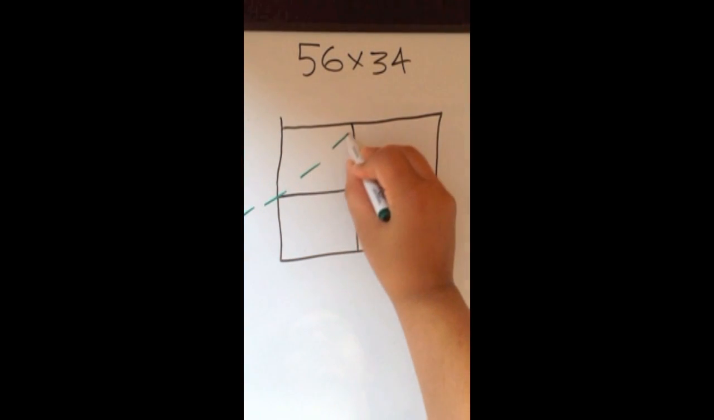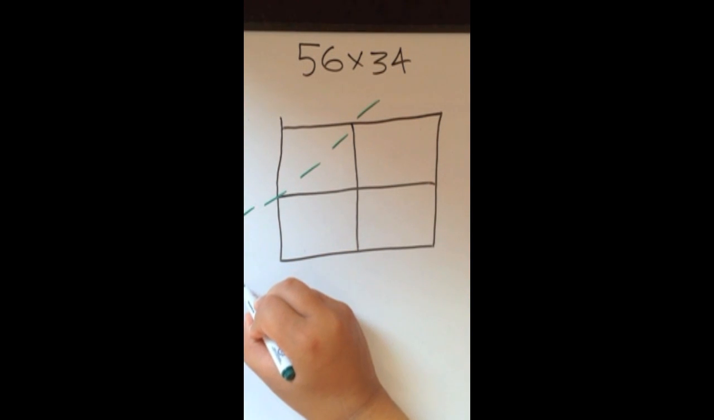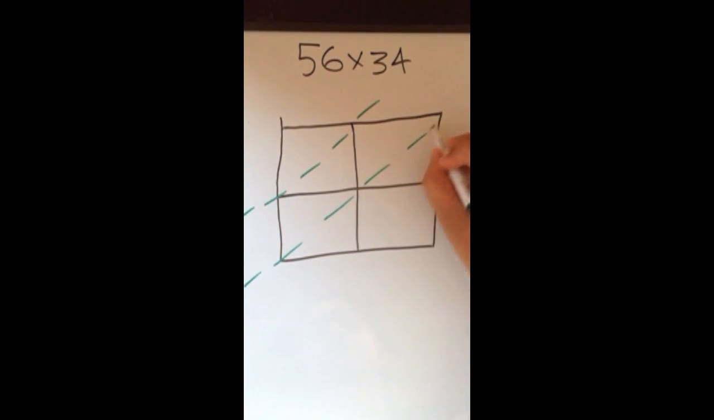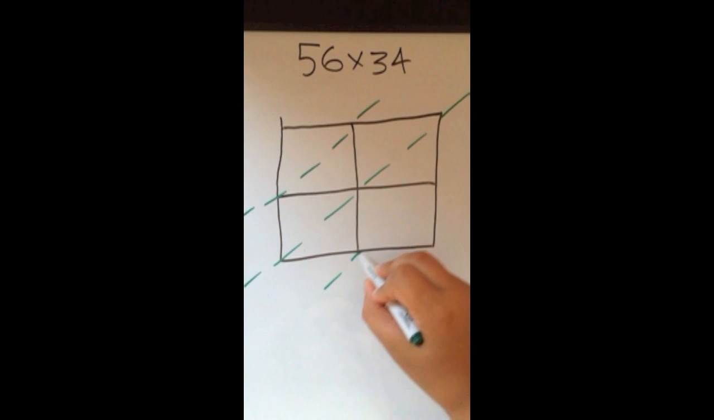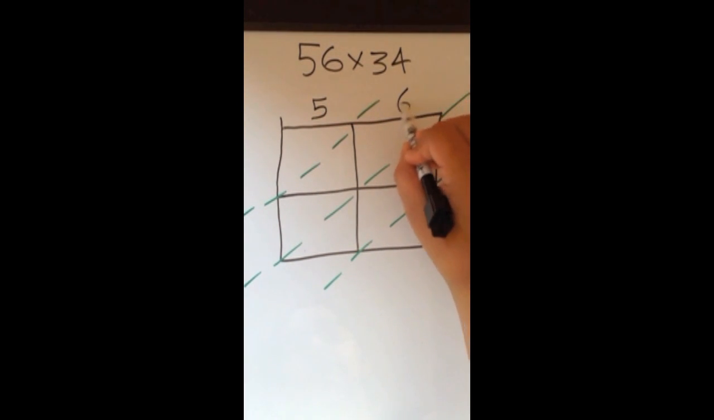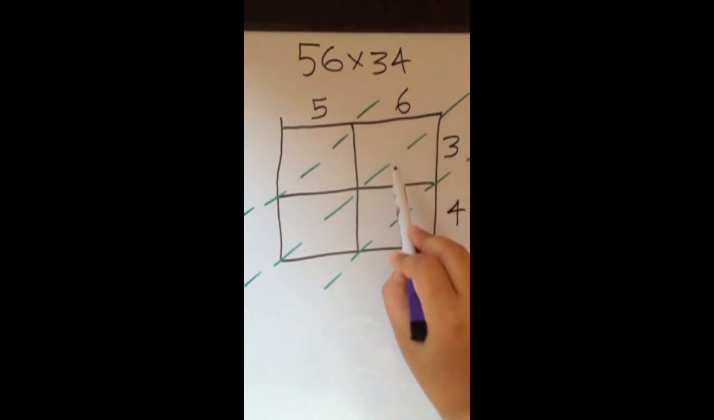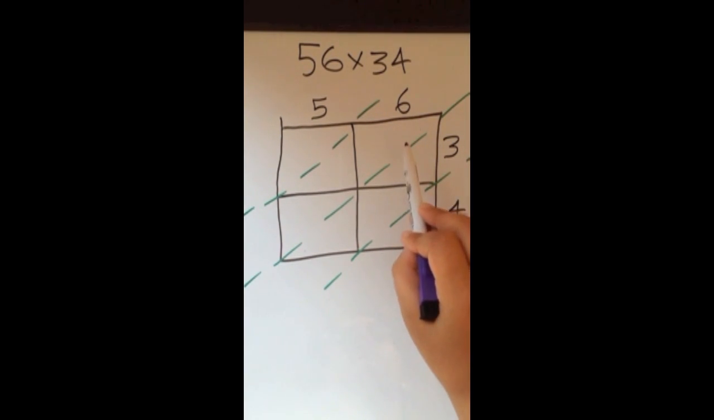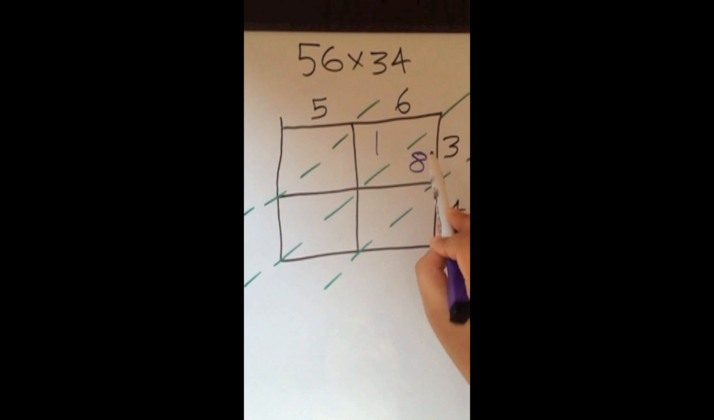Next, you'll need to draw diagonal lines from the bottom left corner to the top right corner of the small squares. After that, you need to set up the actual problem, like so. Next comes the multiplication. You'll need to line up the digits to a smaller square, like so. You put the tens digit to the left of the diagonal and the ones digit to the right.